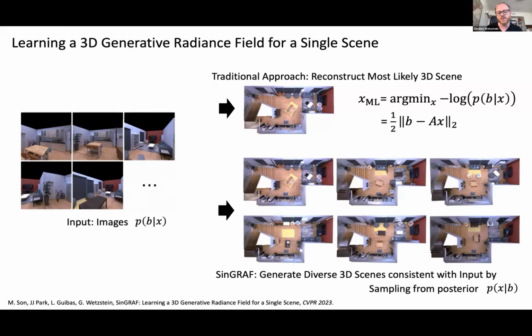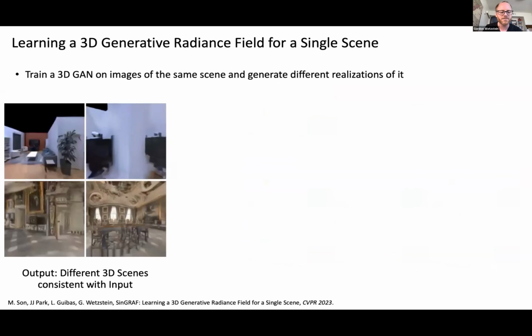And if you do that, you get something like what we call scene graph, generating diverse 3D scenes from the same input. You actually generate a distribution from just the same observations of plausible 3D spaces that could all have resulted in these observations. So if you're interested in this, go find Mingjung at her poster at CVPR this week, and she can tell you more about it.